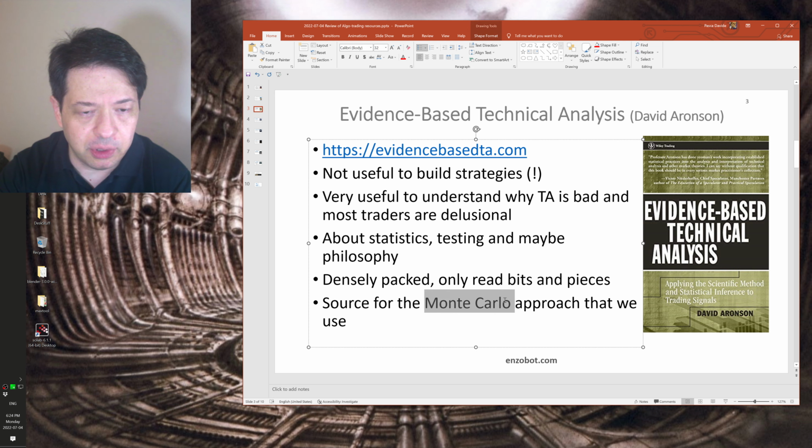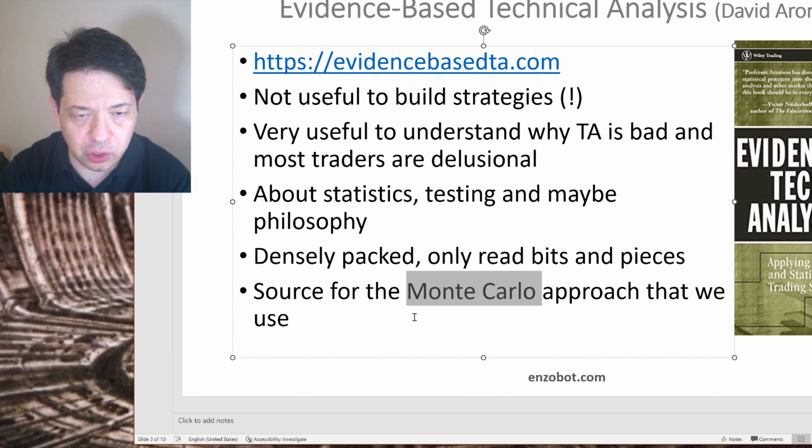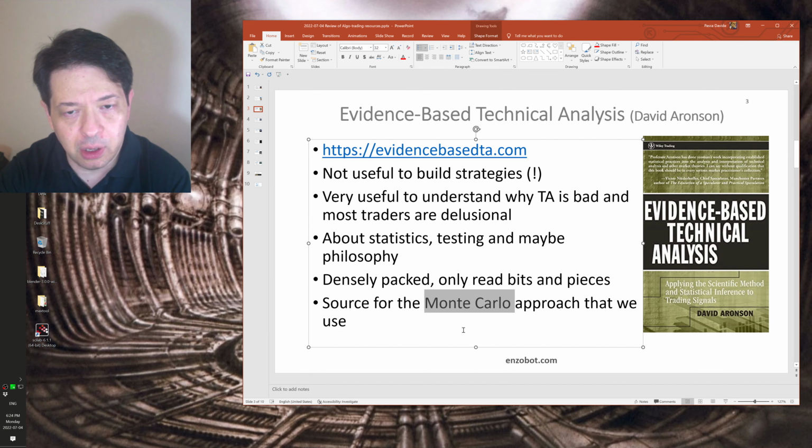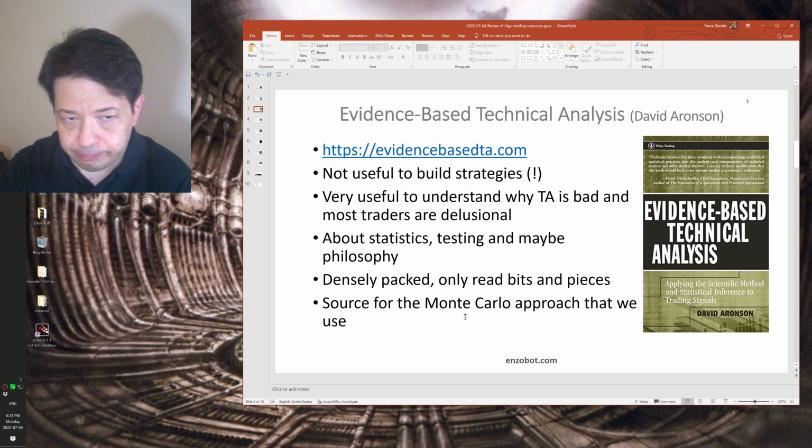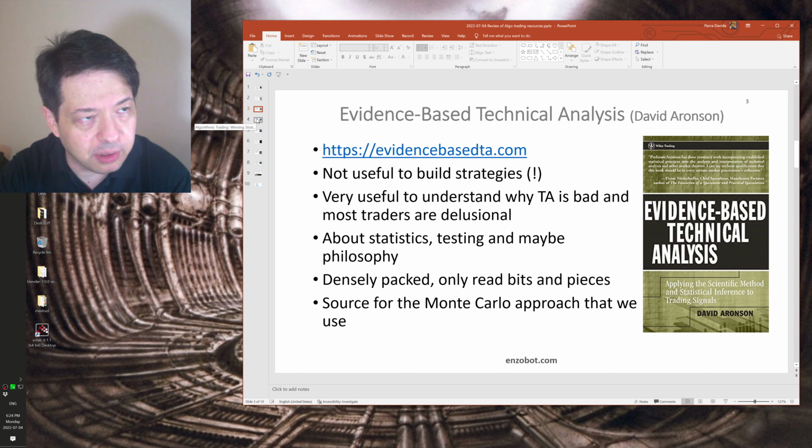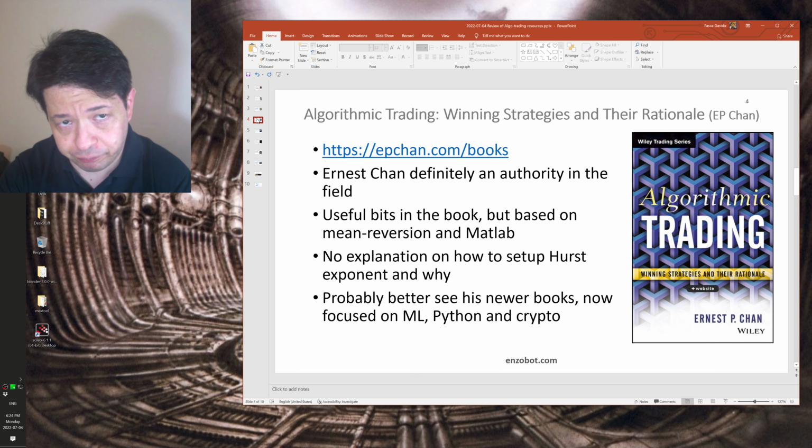Definitely I found useful the Monte Carlo approach proposed in the book. That's what we use as well, the randomization of trades, whether they're long, short or not. So I like this book, but it's not directly applicable, I think, in many ways.